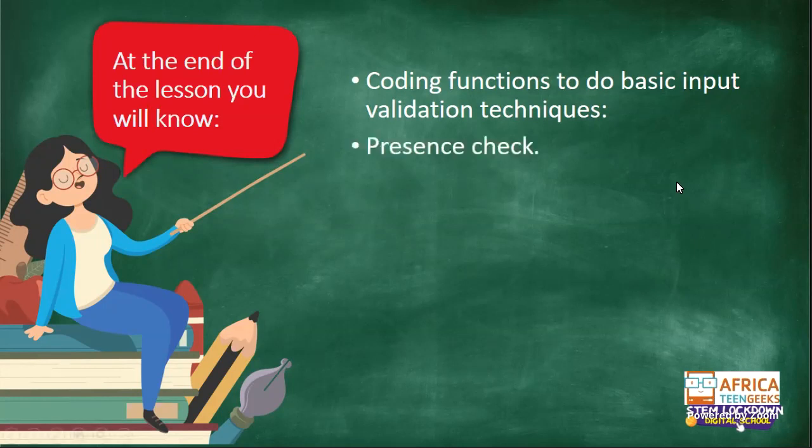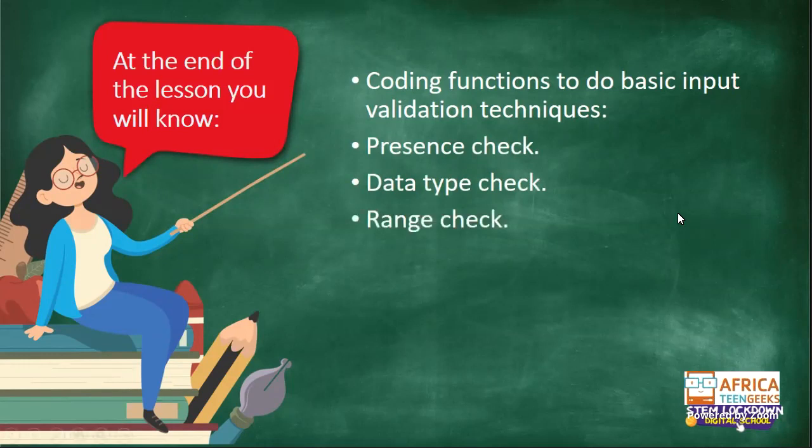So what validation techniques are we going to look at today? Well, the first one is the presence check. Presence check, really simple: did somebody fill something in? The data type check asks whether the data type that is entered is the one expected. That's the whole idea of typing in Apple when you're supposed to type in grade 11, or just the 11 for grade. And then there's a range check.